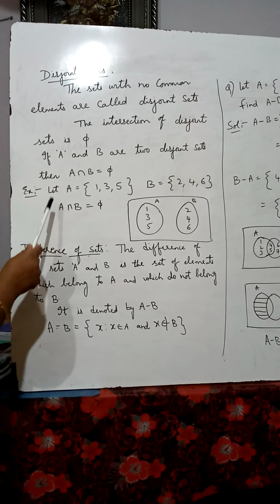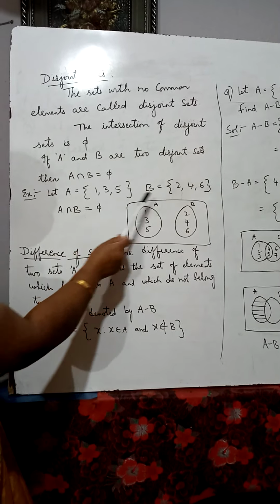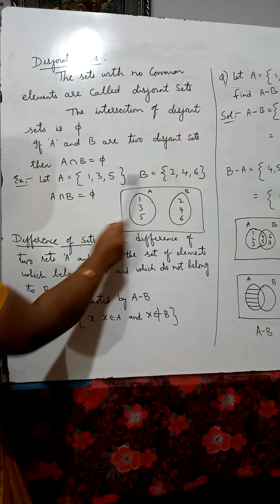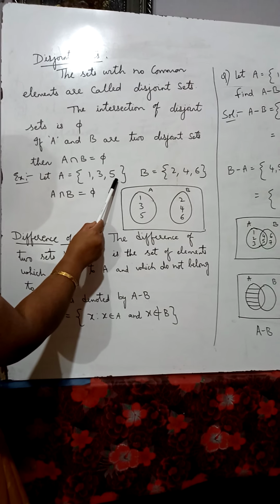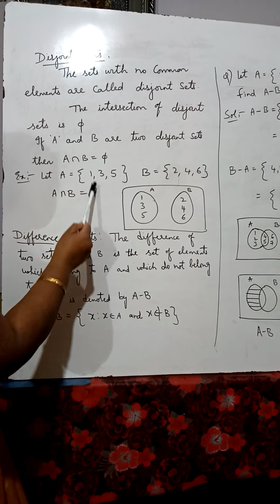Now let us take the example. Let A be equal to {1, 3, 5}, and B is equal to the set of elements 2, 4 and 6. So A intersection B is the empty set. What are the common elements between these two? Here you have 1, 3, 5. This is 2, 4, 6. There are no common elements. That is, it is an empty set.